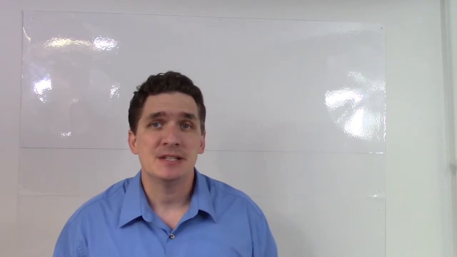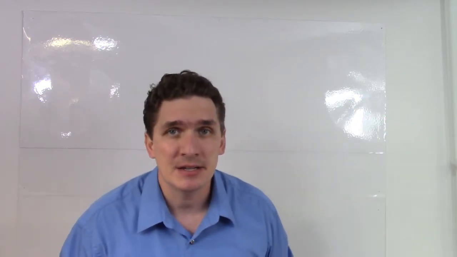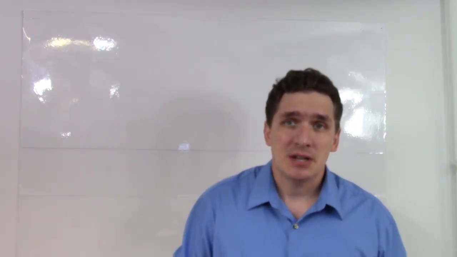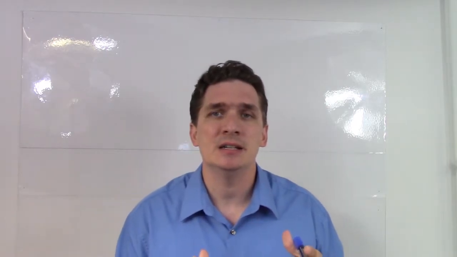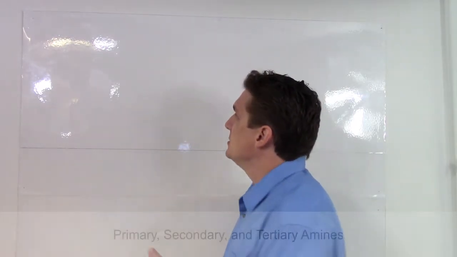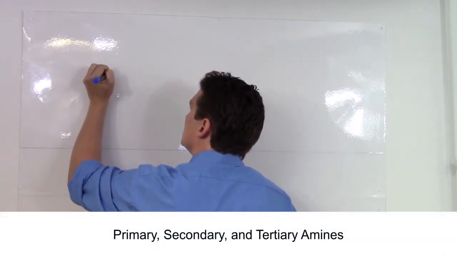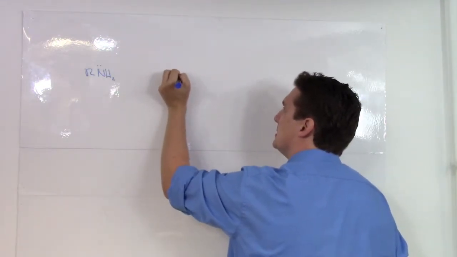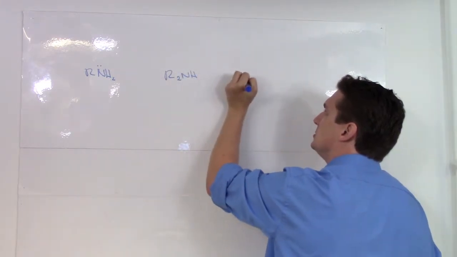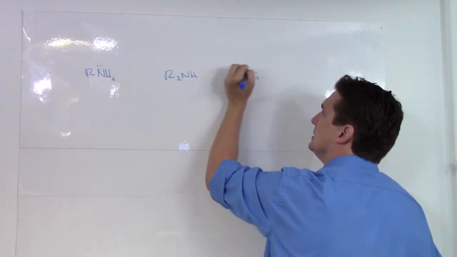The first is their basicity. The second is just the nature of the amine itself. So let's talk about the nature of the amines themselves, and there's two ways we're going to focus on. The first is this idea of the degree of the amine. So we have primary amines, RNH2, secondary amines, R2NH, and tertiary amines, R3N.